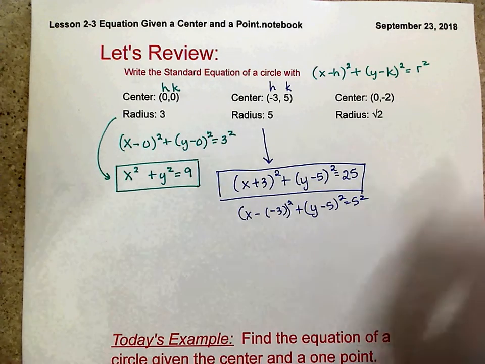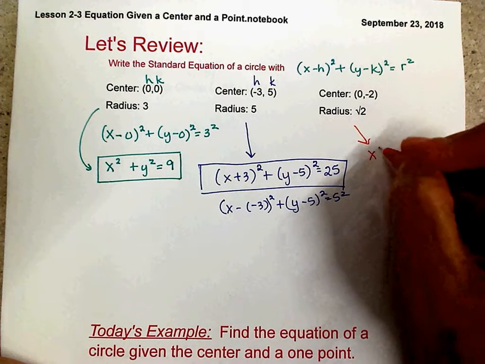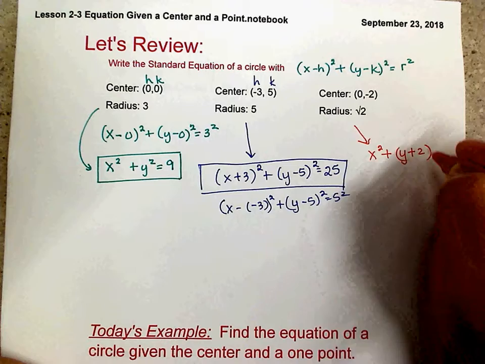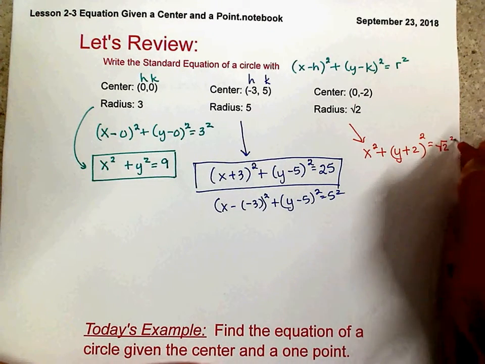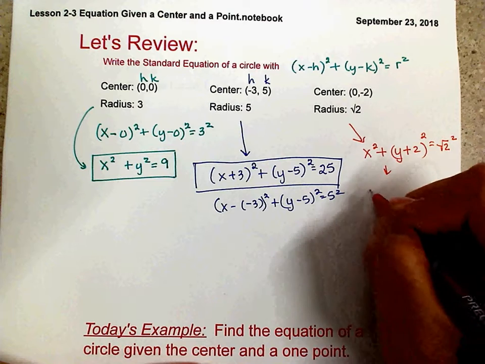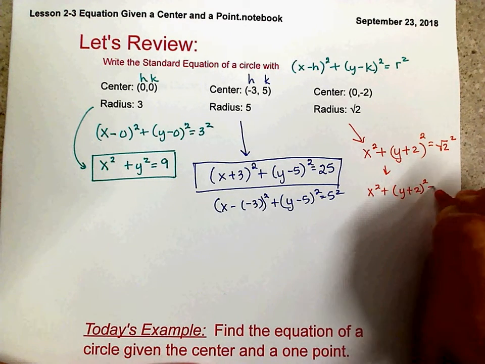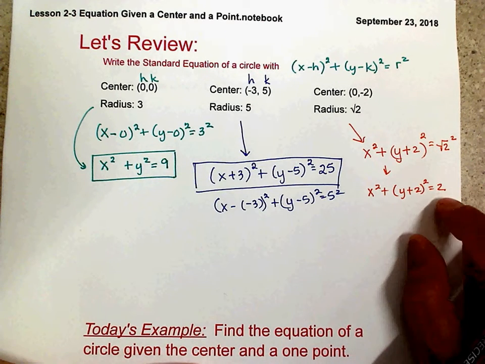Let's look at another example, okay? So x squared plus y plus 2, notice the opposite, is equal to square root of 2 squared. So your final answer is x squared plus parentheses y plus 2 squared is equal to 2. Square root of 2 times the square root of 2 is square root of 4, which is 2.